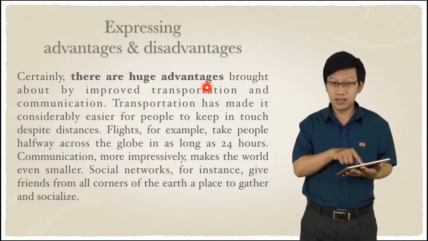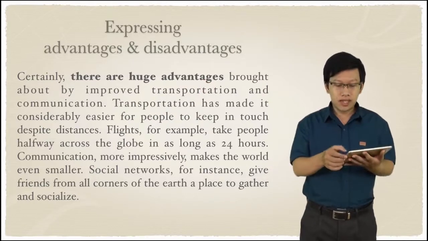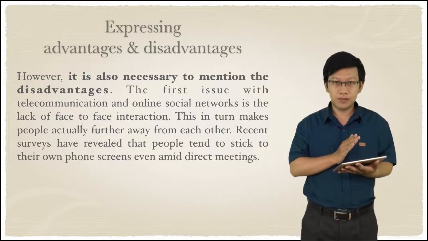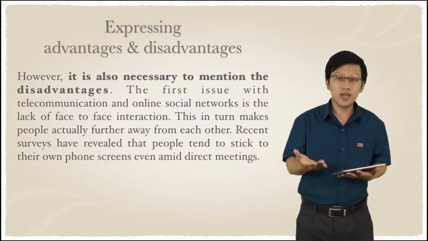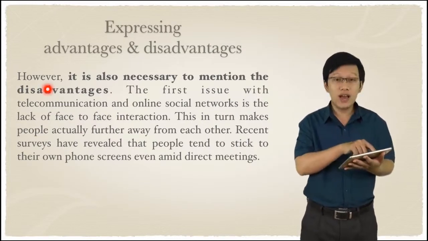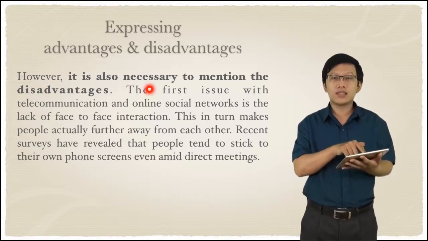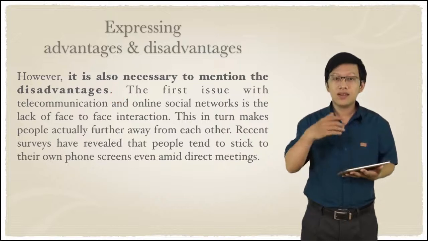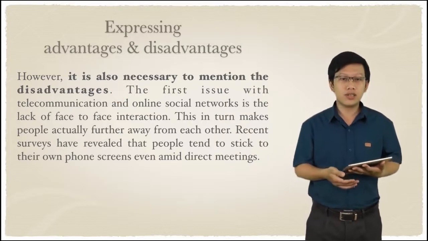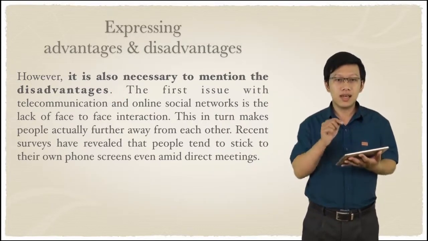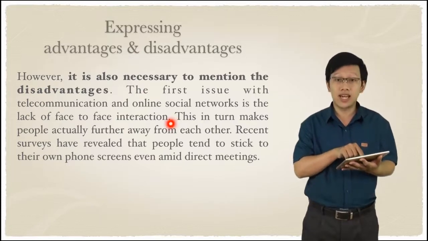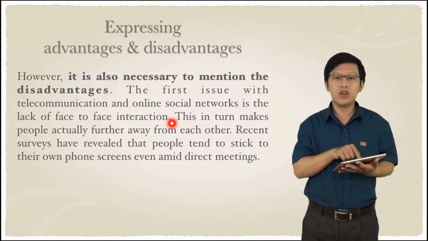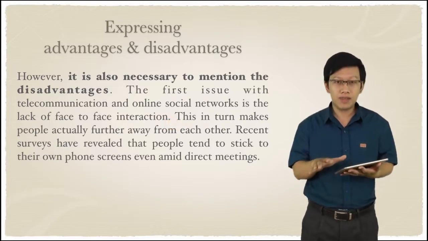So this is a paragraph on advantages. We can see this very clearly. And so the next paragraph that you will see right now is going to be about disadvantages. And there should be a connection. Like, however, it's also necessary to mention the disadvantages. The first issue with telecommunication and online social networks is the lack of face-to-face interaction, right? This in turn makes people actually further away from each other, and so on.